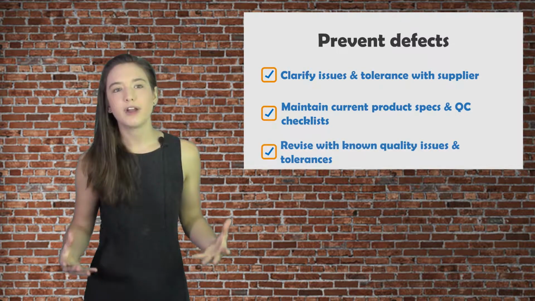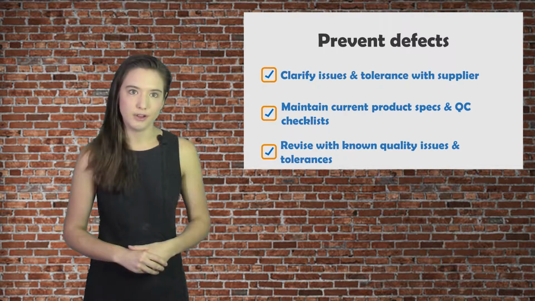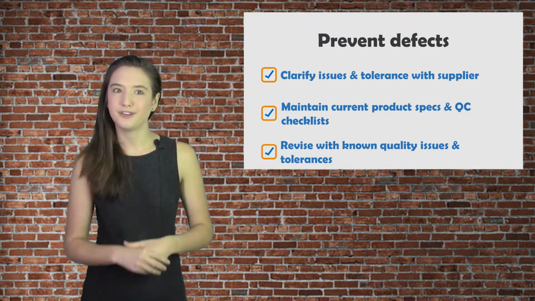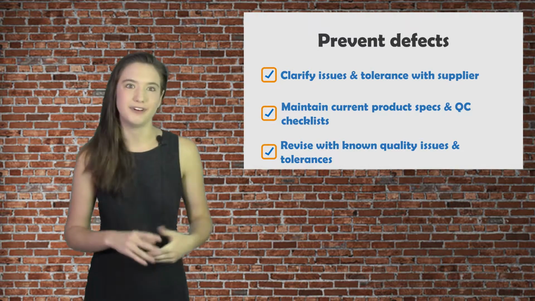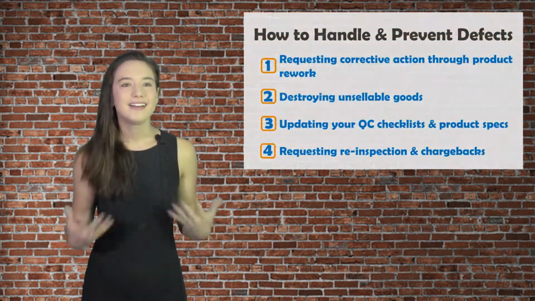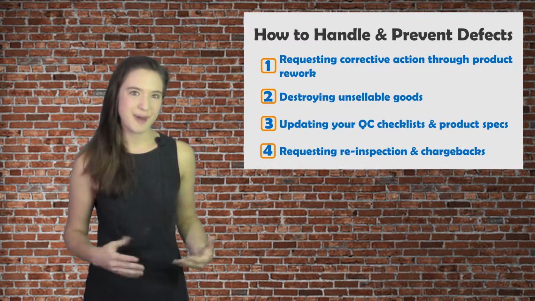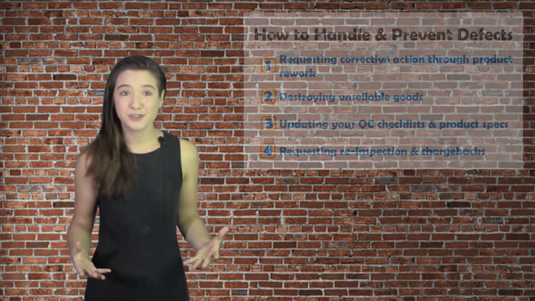Try to revise them regularly with known quality issues and tolerances, even well after your supplier has manufactured and shipped the first order. Lastly, let's talk about reinspection and chargebacks. Unless you decided to destroy your order, you'll usually want to perform a reinspection. This will help you verify whether any corrective action has achieved your desired results.